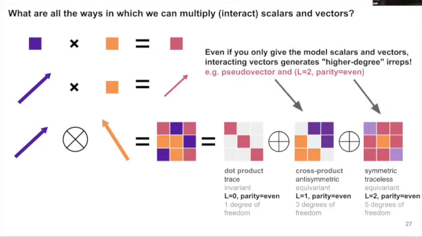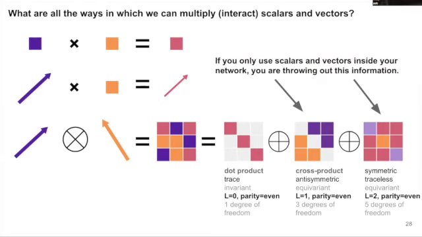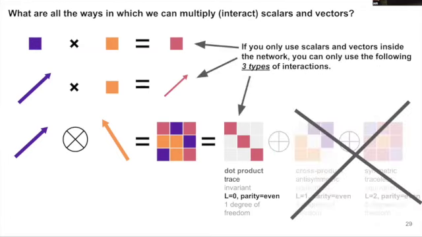The reason why I show this example is that even if you only give your model scalars and vectors, you always have the possibility of generating these higher order objects or these different parity objects, the things that you normally think of as describing physical systems. They're already there. It's just up to you as to whether you get to harness them. So if you only use scalars and vectors in the internal representations of your network, you are by default throwing away these objects. Another way of saying that is if you only use scalars and vectors in your network, you can only use scalar multiplication of either scalars or vectors and dot products. That's what you're restricted to.